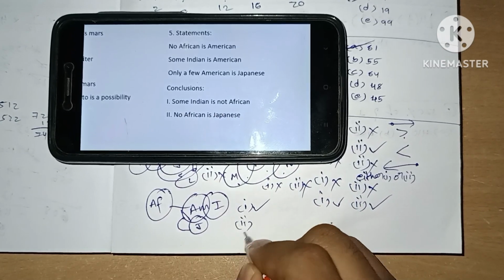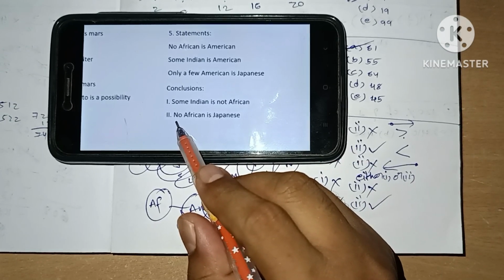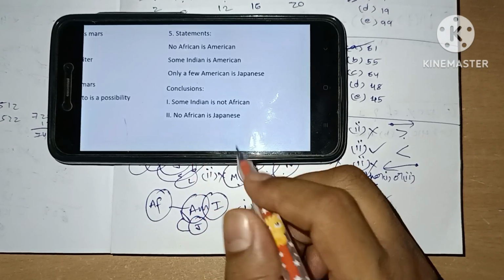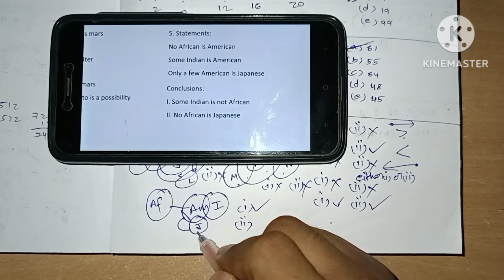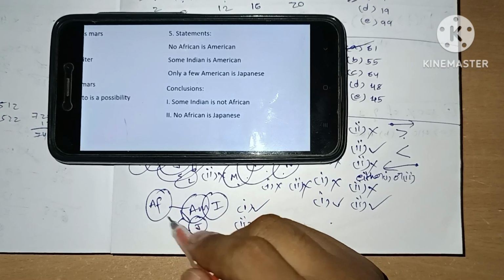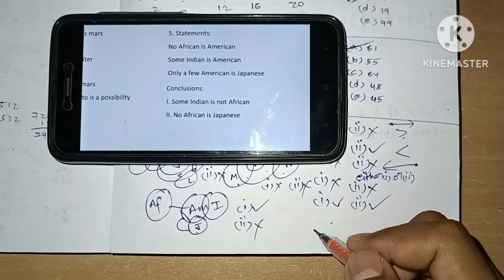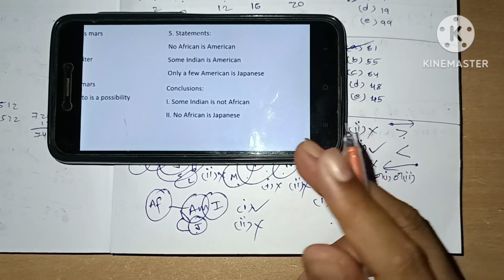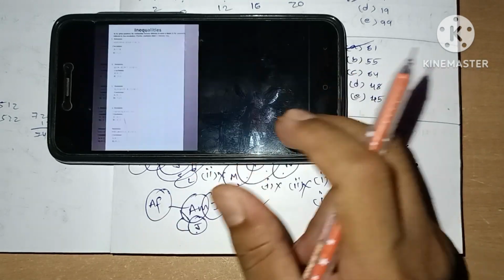Second conclusion, no African is Japanese. Here we see no. So we check some African can be Japanese. Some part of African shares with Japanese. Some case is possible. Some case possible means no case fails. By this we have completed syllogism. So now we are going to see a reasoning puzzle.